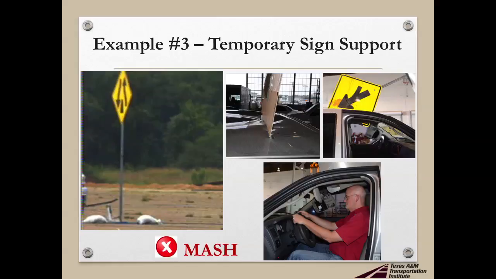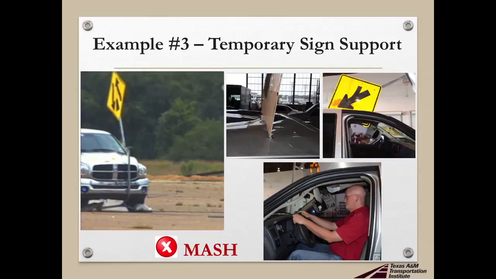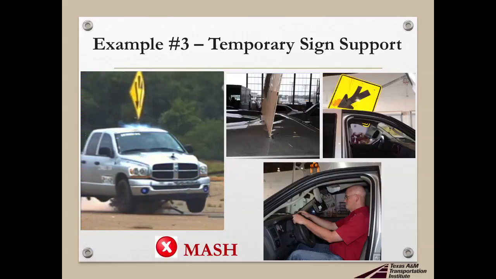And then this is the final illustration here, or example, related to sign support systems. This is a temporary sign support system. When we're testing a temporary sign support system, we test it both at 0 degrees and at 90 degrees, because many times these temporary support systems, which are used in work zones, they're rotated out of view when they're not in use, so they can be impacted at 90 degrees. So what was difficult to see in that high-speed video there was that sign panel actually tomahawked the top of the roof of that truck.